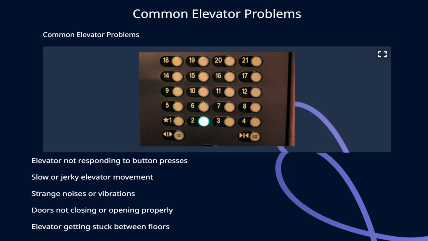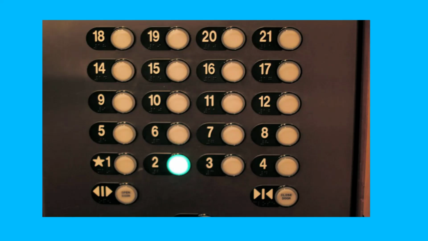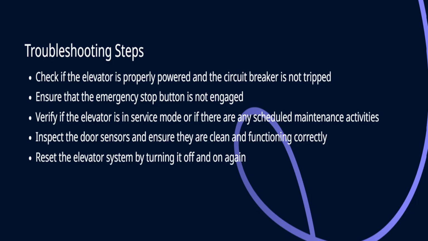Doors not closing or opening properly. This may happen due to faulty door sensors, motor issues, or obstructions on the door track. Elevator getting stuck between floors. Stalling could be caused by electrical problems, misalignment of the cabin, or mechanical failures in the motor or brakes. Troubleshooting steps. Here are some simple troubleshooting steps that can help identify and resolve elevator issues.